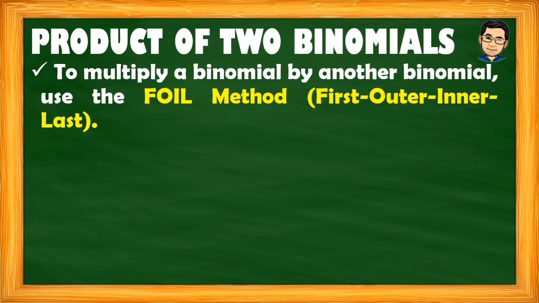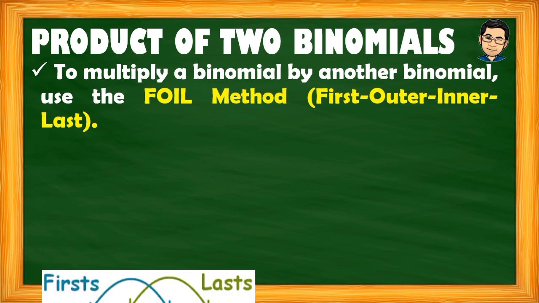To multiply a binomial by another binomial, use the FOIL method. Ito yung ginagamit na common method para i-multiply ang isang binomial sa isa pang binomial. Ibig sabihin ng FOIL method, first, outer, inner, last. Madali po yung pagpo-multiply ng mga binomials gamit ang FOIL method. And then, FOIL method is only applicable to multiplying binomials by another binomial.